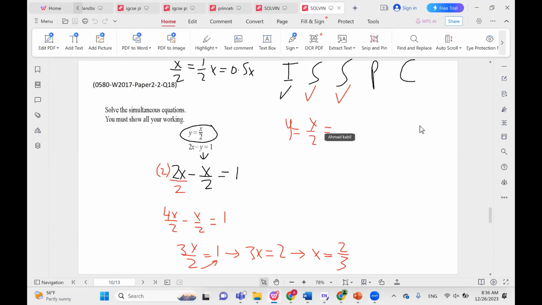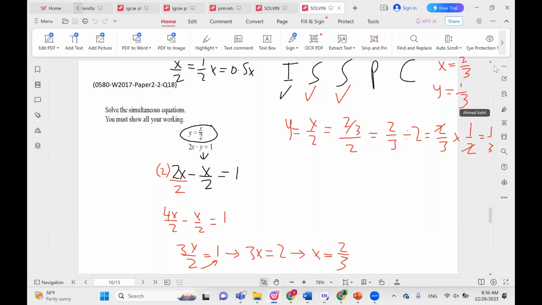And this is equal to 2 over 3 divided by 2, which is the same as 2 over 3 multiplied by 1 over 2. And you can cross out 2 and 2, and you just get 1 over 3. So we have the values of x and y. x equals 2 over 3, y equals 1 over 3. And we're done with plugging.